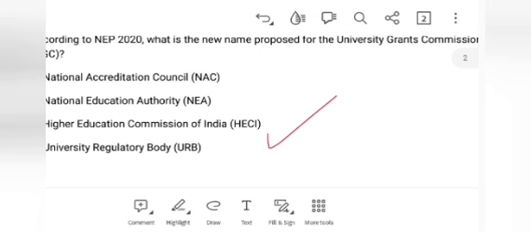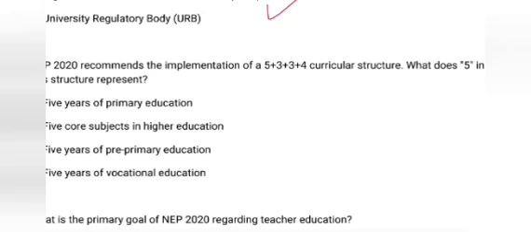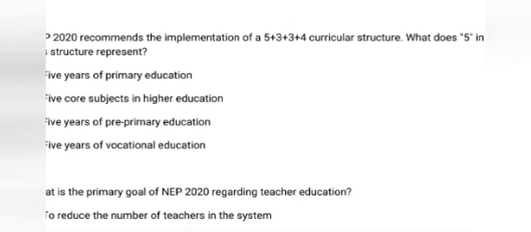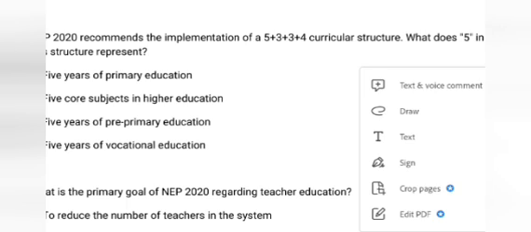You must remember it. Likewise, NEP 2020 recommends the implementation of 5+3+3+4 curricular structure. What does 5 in the structure represent? 5 years of primary education, 5 core subjects in higher education, 5 years of pre-primary education, 5 years of vocational education. So it will be number C, that is 5 years of pre-primary education.